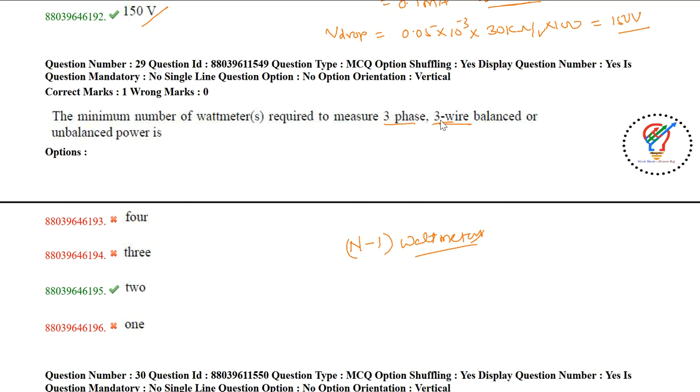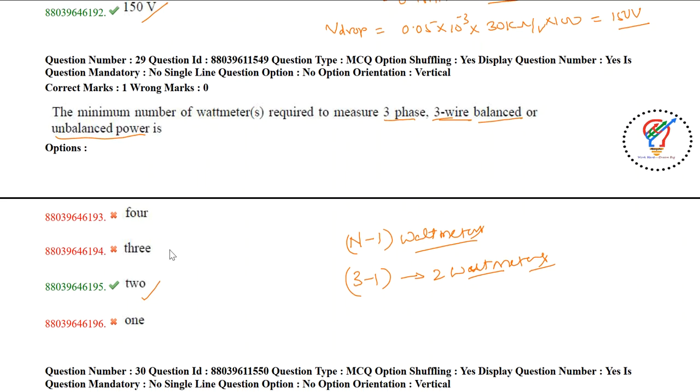So a 3-phase 3-wire system means it will have 3 minus 1 wattmeters, that's nothing but 2 wattmeters. So 2 wattmeters are required, whether it is balanced or unbalanced. So the answer will be 2 wattmeters as per Blondel's theorem.